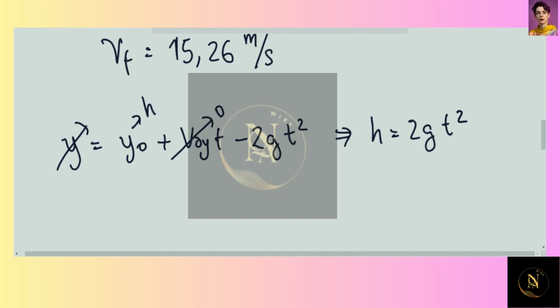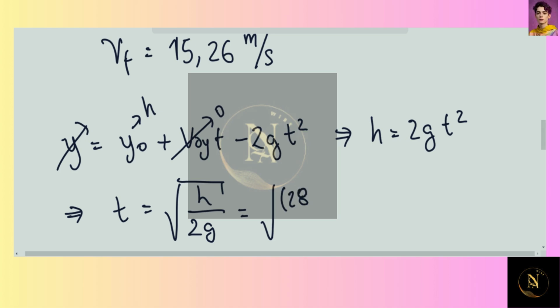So we just solve for that and we obtain that h is equal to 1/2 times g t squared. So we just simply solve for t, and we obtain that this is equal to the square root of 2h over the acceleration due to gravity. So substituting those values, we obtain a time of 2.39 seconds.